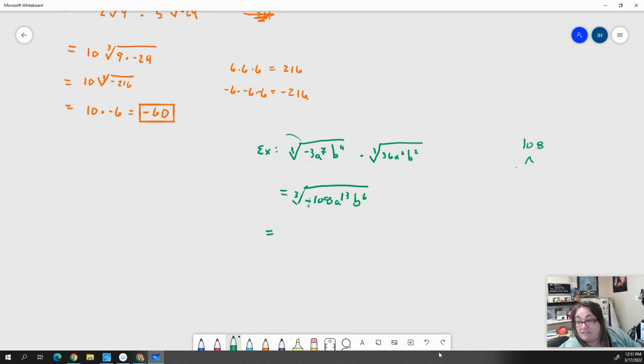108, it's divisible by 2 for sure. That's going to be 54, which is divisible by 2, which is 27, which is 3 times 9, which is 3 times 3. So the 3's come out, but the 4 has to go back under. So here we're going to have 3. Let's look at what we can pull out first. So I can pull out -3.